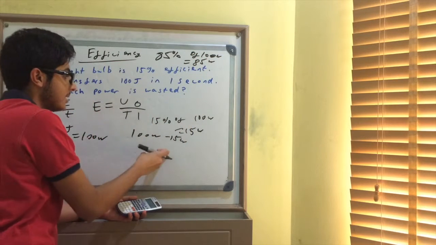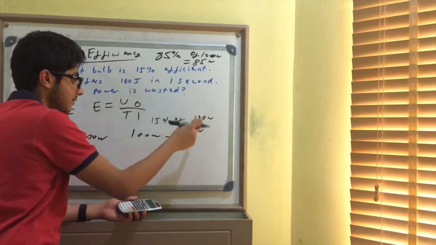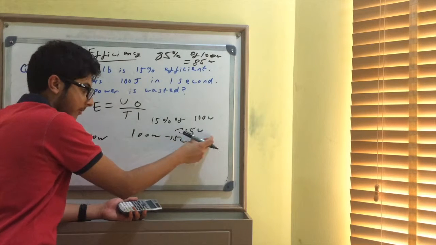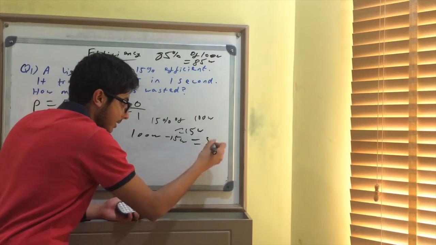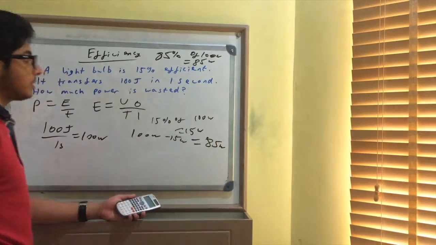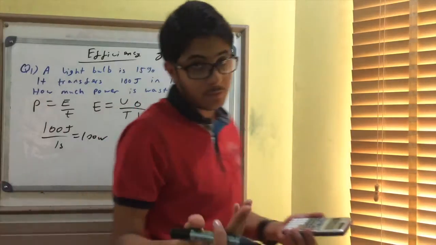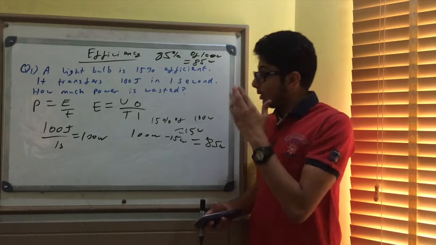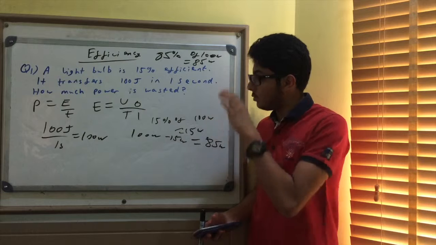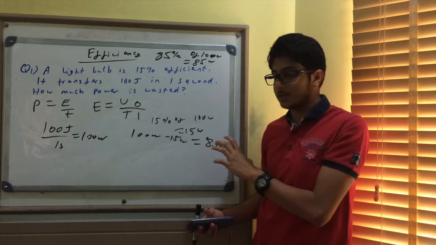Or you could do it like this. 15% of 100 watts is 15 watts, so 15 watts is useful. So 100 minus 15 gives you the power that's wasted, and that's still 85 watts. So either way, you get 85 watts. Again, it looked difficult, but it's actually pretty easy once you get your head around it.